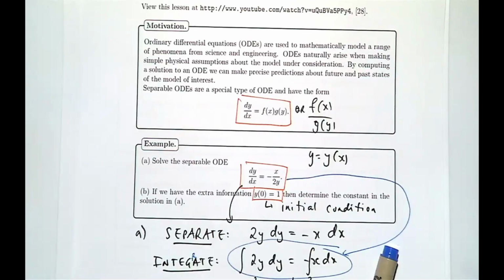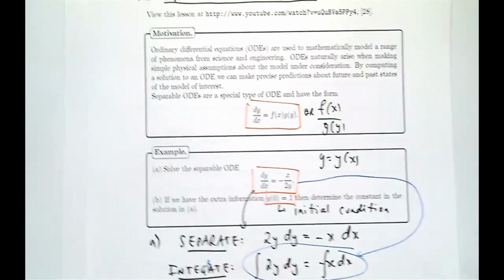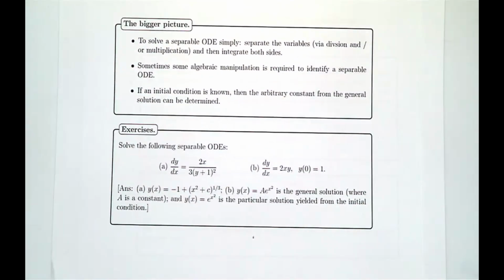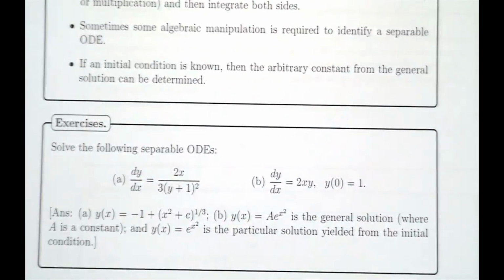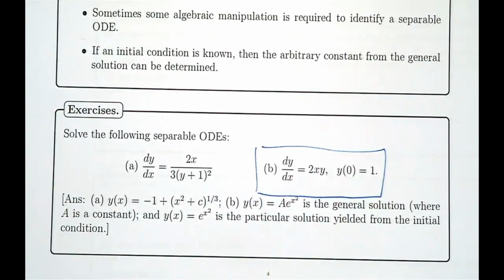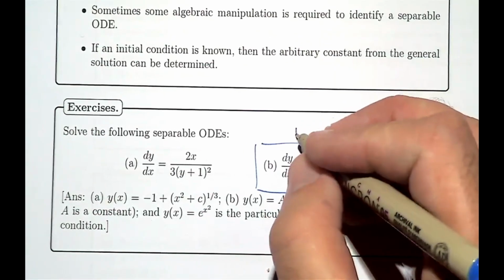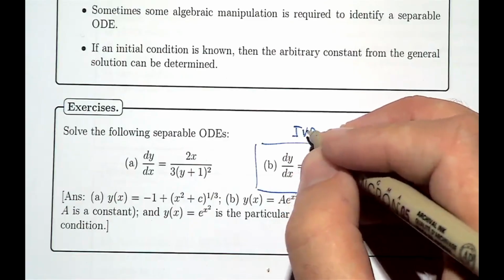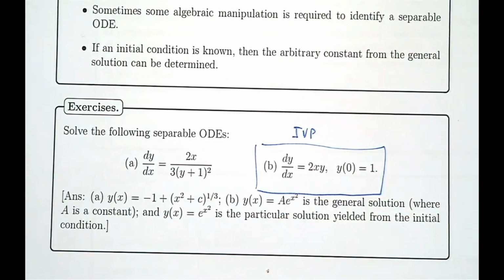Let me do one more, and then we can maybe switch over to some revision. Let's look at this one, B. Okay, this is another differential equation, and you have some extra information, some extra data. So collectively, we would call that an initial value problem, or IVP.